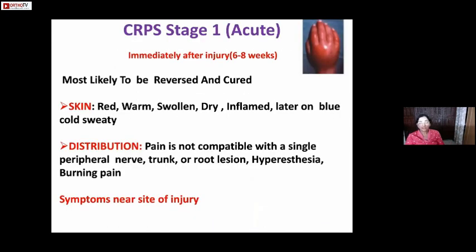It is divided into three stages. The acute stage is seen immediately after the injury and lasts for about 6 to 8 weeks. In this stage, it is most likely to be reversed and cured if properly treated. It presents as a red, warm, swollen hand. It may be a dry, inflamed hand and later change to a blue, cold, and sweaty hand. The pain is distributed near the site of injury. It is not compatible with a single peripheral nerve, trunk, or root lesion. It is characterized by hyperesthesia and burning pain.